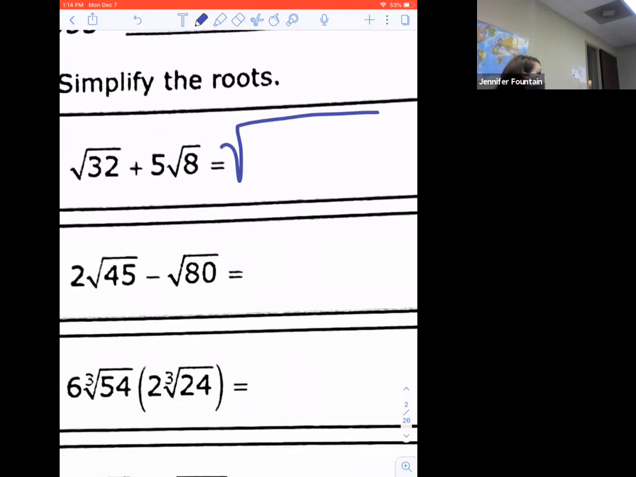We're going to start with the square root of 32, and we're going to break it down. What is my smallest prime factor of 32? Two. Good. Two times what is 32? What is half of 32?